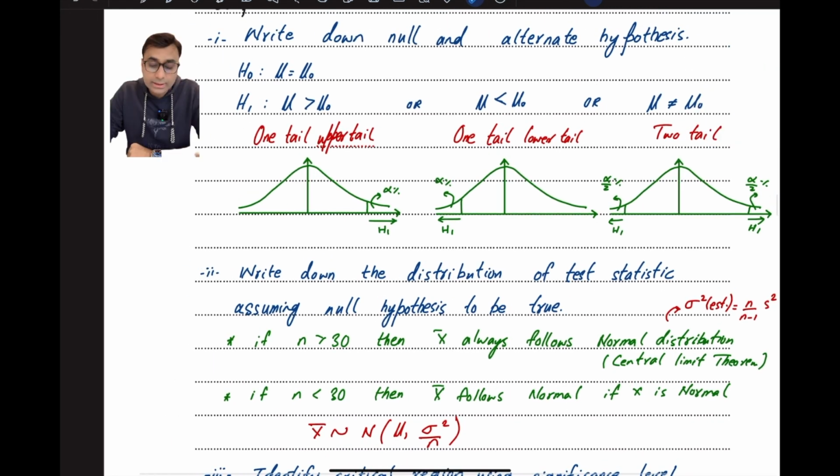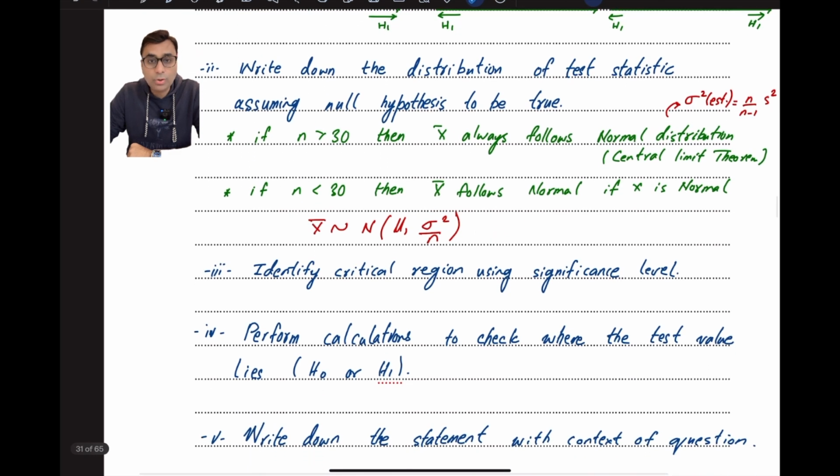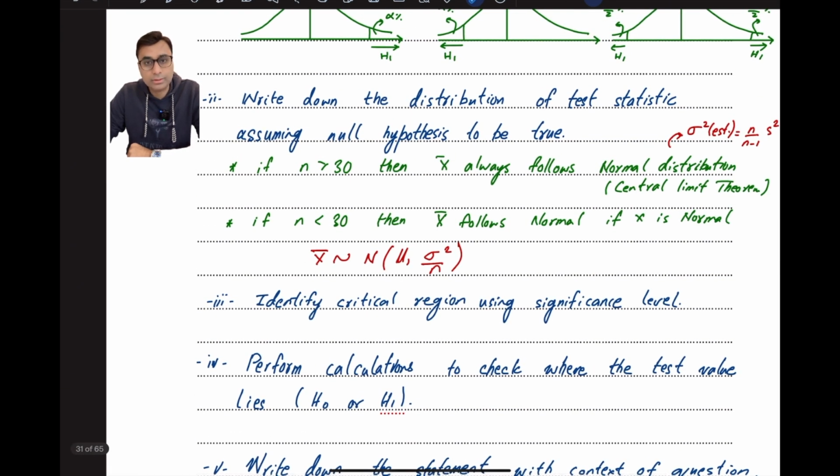My way forward is that always, with the assumption of null hypothesis to be true, I will write down the distribution of the test statistic. So if n is greater than 30, then X bar always follows normal distribution. But if n is less than 30, X bar would only follow normal distribution if X is originally normal. I will write down the distribution of X bar. I will use normal distribution table to identify the critical region, the region of the acceptance of H1, and obviously the region outside that would be the acceptance of H0.